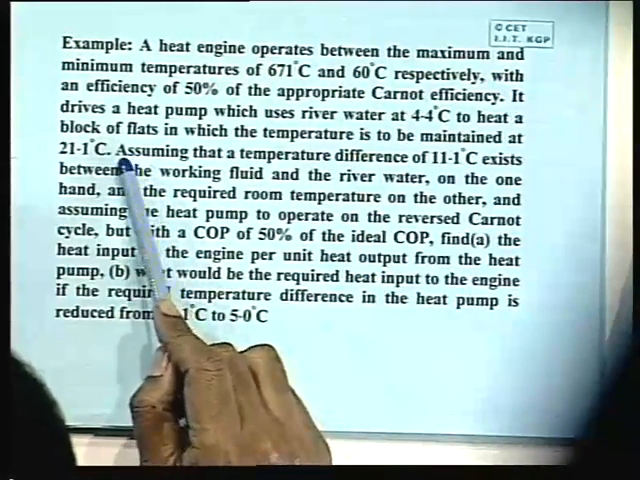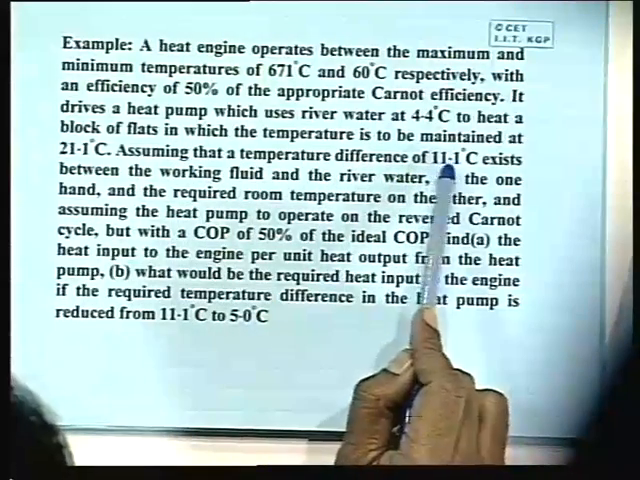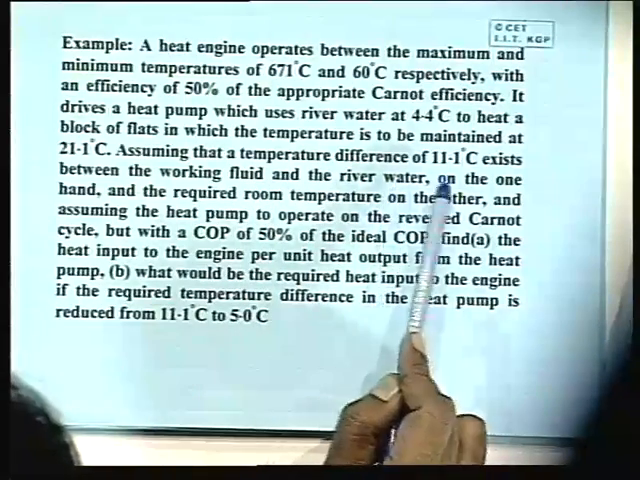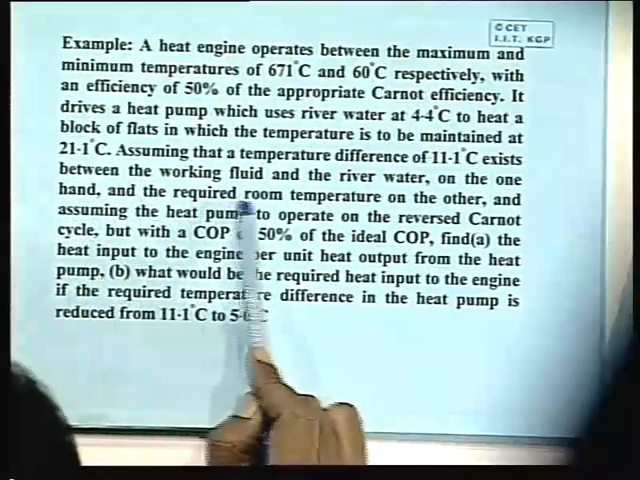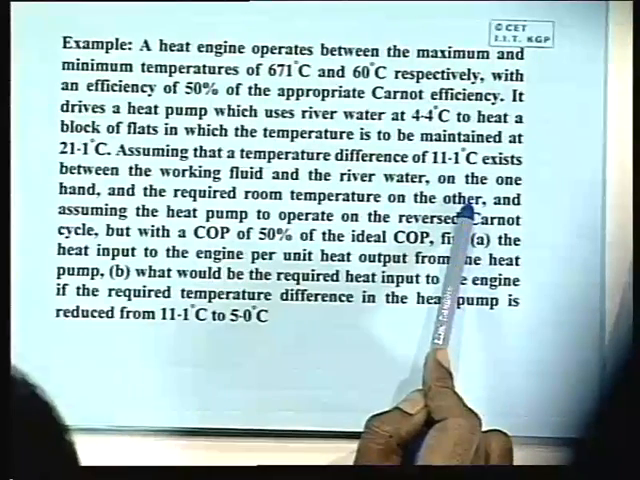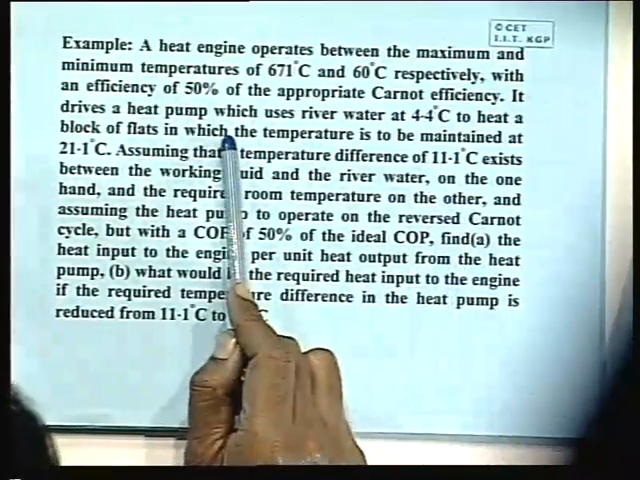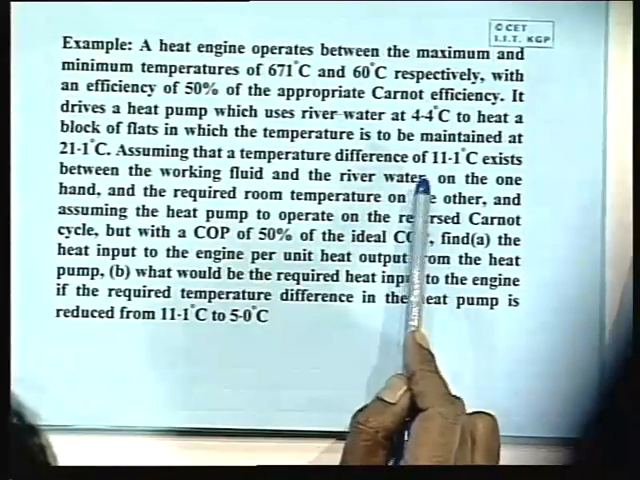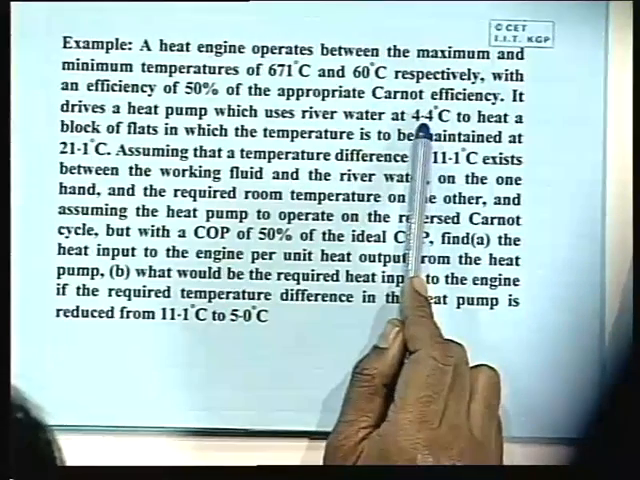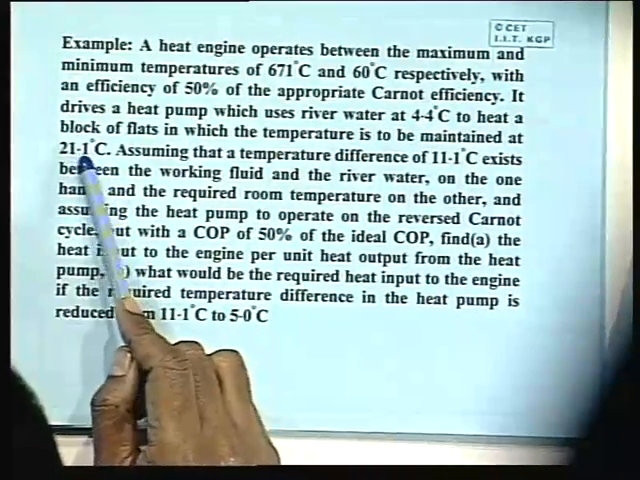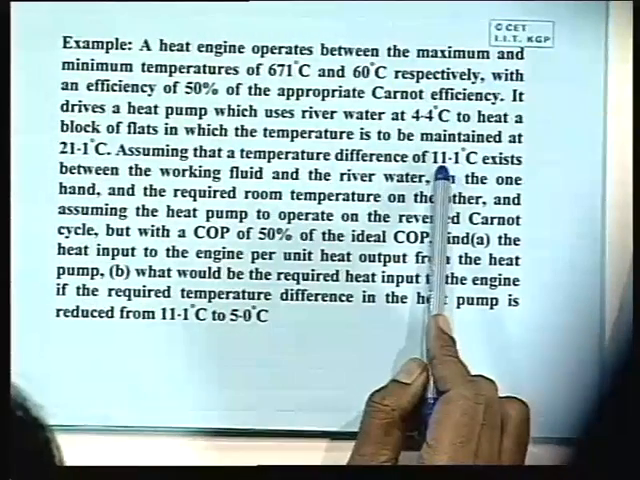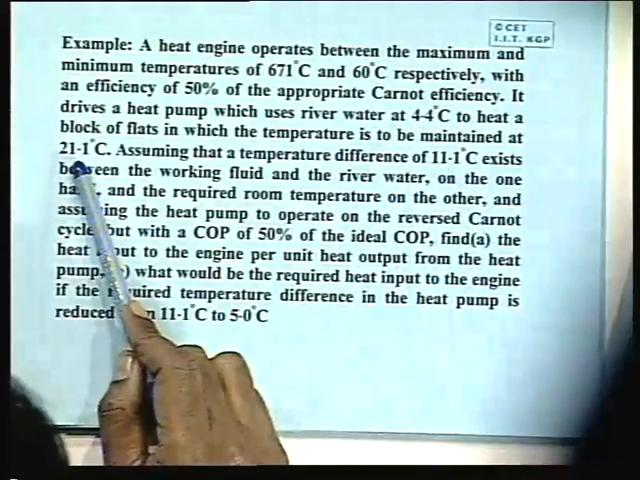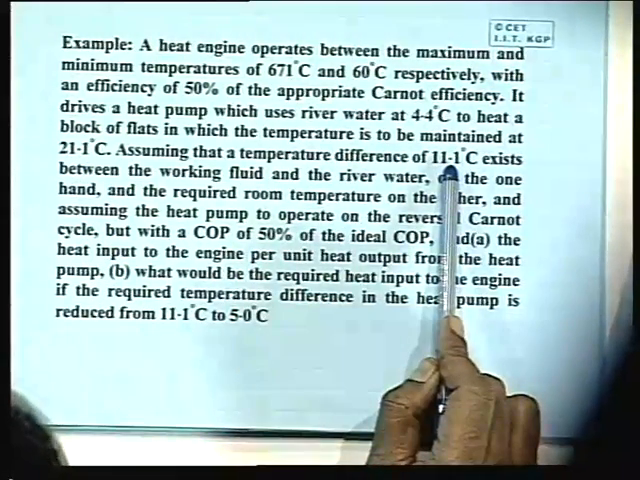Apart from that, there is another thing. Assuming that a temperature difference of 11.1 degrees Celsius exists between the working fluid, which is very important, and the river water on the one hand and the required room temperature on the other. That means when the heat pump operates, the temperature of the working system executing the cycle, when it takes heat, is not 4.4 degrees. Similarly, when it delivers heat, it is not 21.1 degrees. The difference between the temperature of the working system in the heat pump and the thermal reservoirs on both sides is 11.1 degrees Celsius.